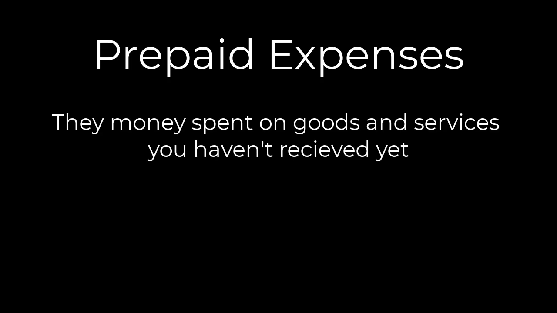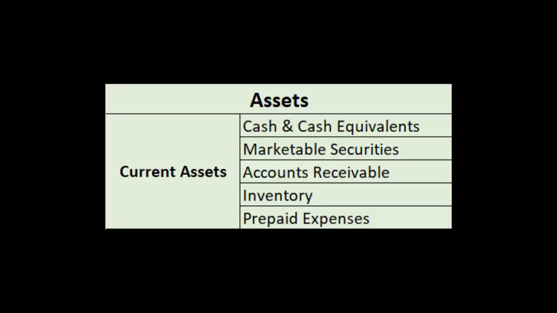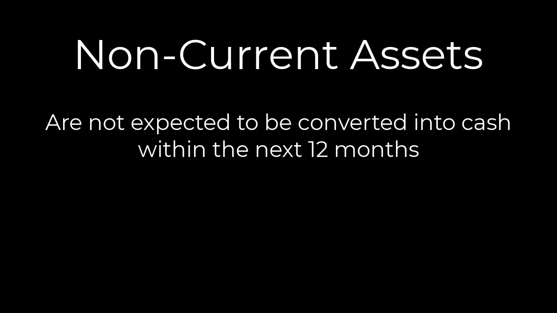Prepaid expenses is the money spent on goods and services that you haven't received yet. An example could be your insurance on your manufacturing plant. You might pay your policy at the start of the year and it covers you for the remainder of the year. This is a prepaid expense. Add up all your current assets and you get your total current assets. Assets which aren't expected to be converted into cash within the next 12 months are called non-current assets.